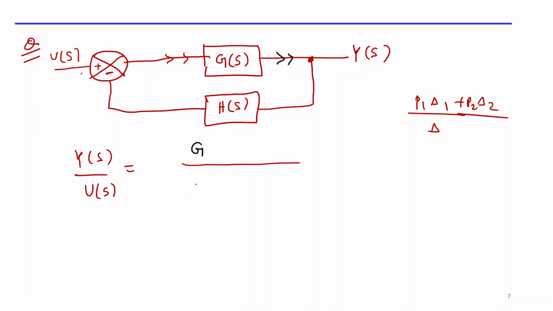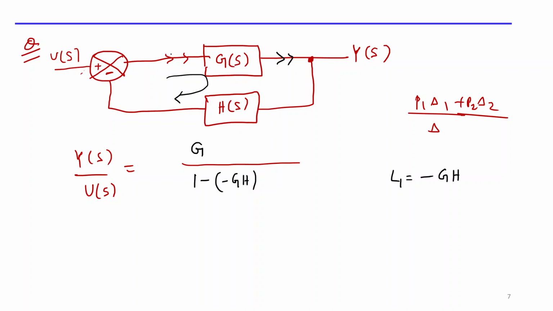First tell me what is delta. Delta depends on how many loops there are. You clearly see that only one loop exists. It's a negative feedback system, so what is the gain of that loop? Minus GH. This is your L1. L1 is minus GH, so delta is 1 minus L1. Is there any other loop? No. L2 is 0, L3 is 0, everything is 0.